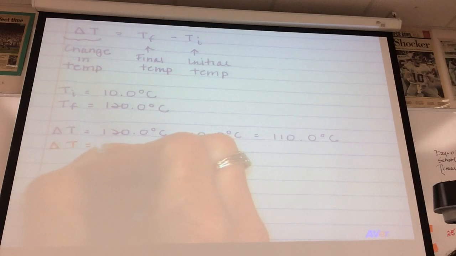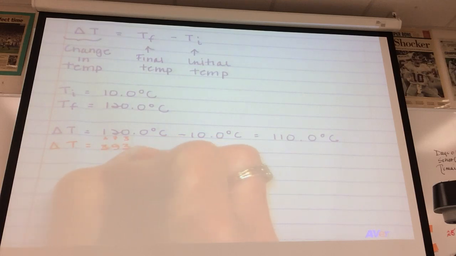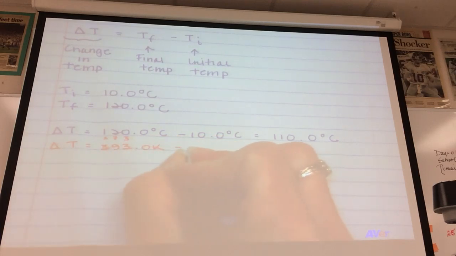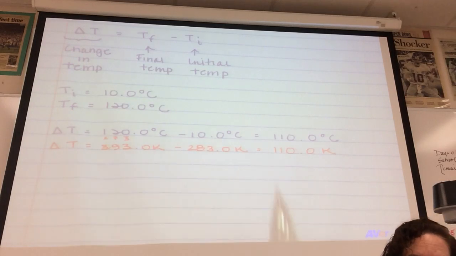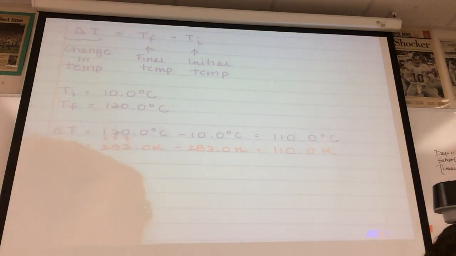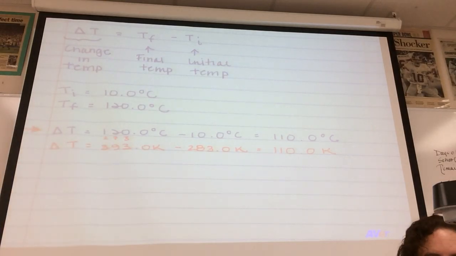If you added 273 to this, you'd have 393 Kelvin minus 283 Kelvin, and you get 110 Kelvin. So these changes are the same. So when we're doing delta T, we're just going to leave it in degrees Celsius. However, when you do other calculations in this chapter, you will need Kelvin.